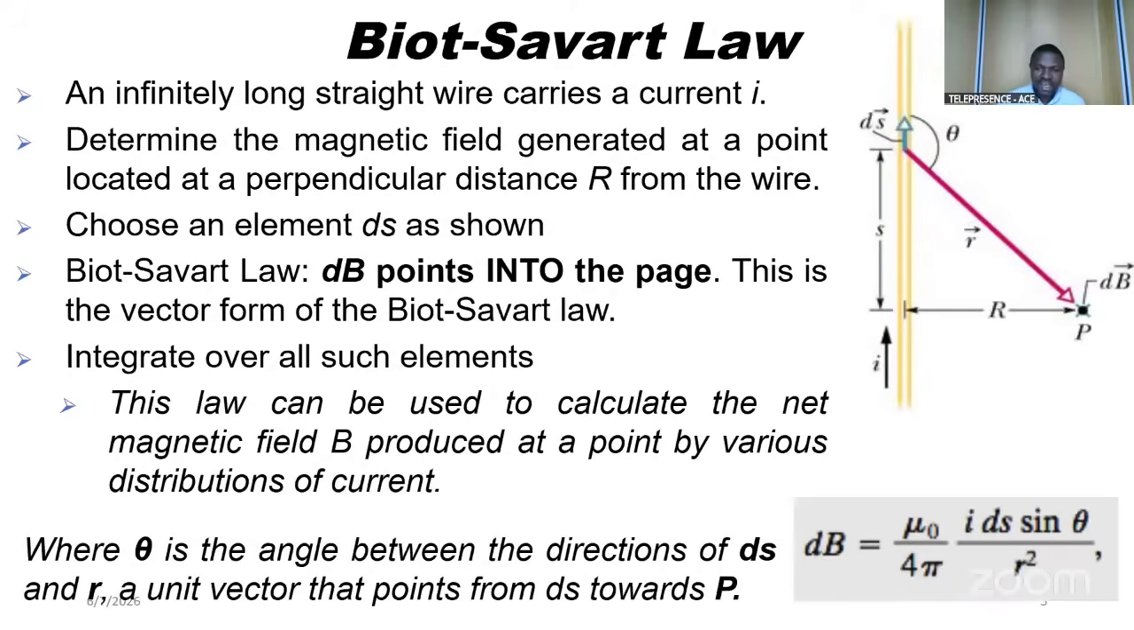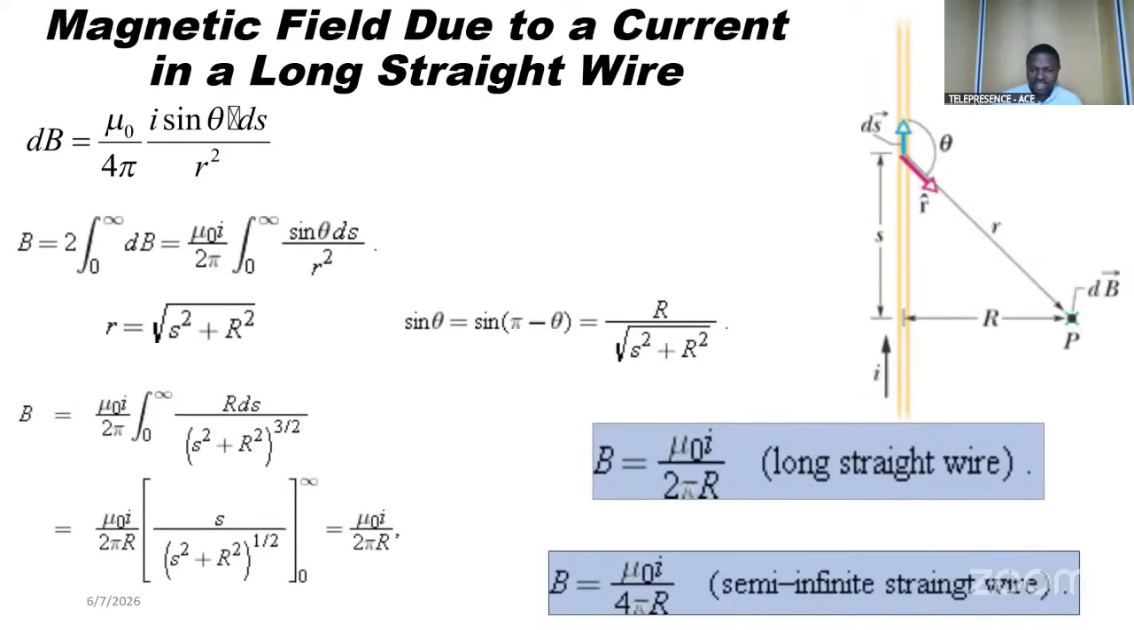Then we moved ahead. Let's assume we have a very long infinite wire, so long that we don't even know the end, and we want to determine the magnetic field at a point very close to it. We determined that field at point P to be mu I all over 2 pi r. For a semi-infinite straight wire, it is mu I all over 4 pi r.